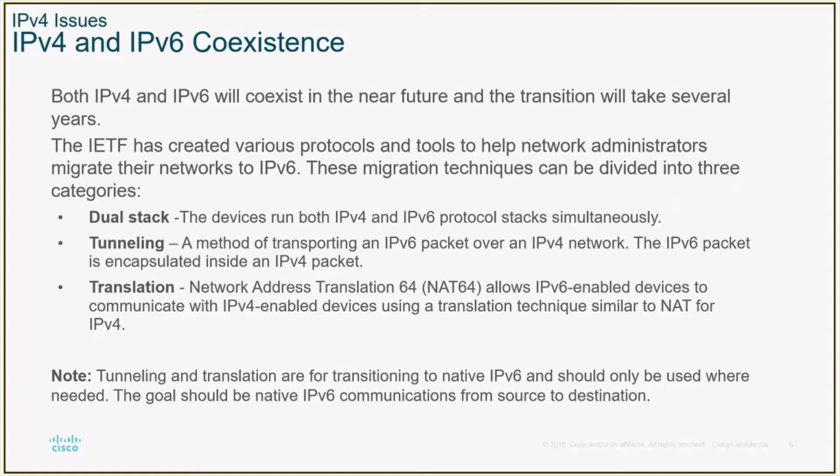And then there's translation as well. So there is some NAT that's used in IPv6 and allows IPv6 enabled devices to communicate with IPv4 enabled devices using a translation technique similar to NAT for IPv4. So note, tunneling and translation are for transitioning to native IPv6 and should only be used where needed. The goal should be native IPv6 communications from source all the way to destination.